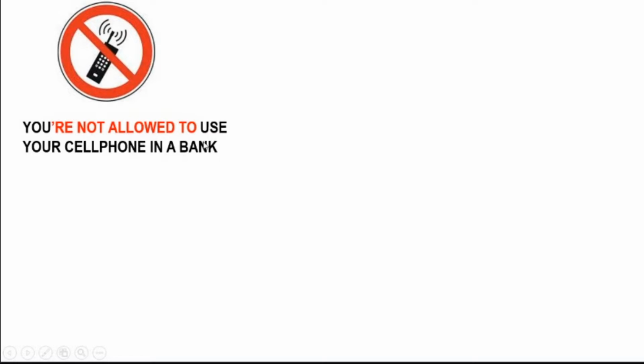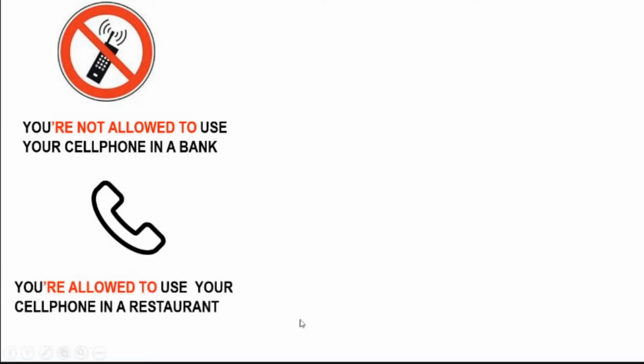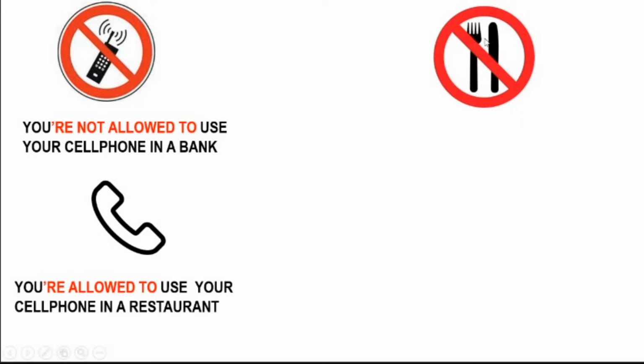Your cell phone in a bank. Allowed is a synonym of permitted, okay? Now, does it express permission or prohibition? Look at the permission. It means it's permitted. So you can say, you are allowed to use your cell phone in a restaurant. Yes? Prohibition, permission. Now, we said that this is a synonym for this other expression. What does it express? Permission or prohibition?